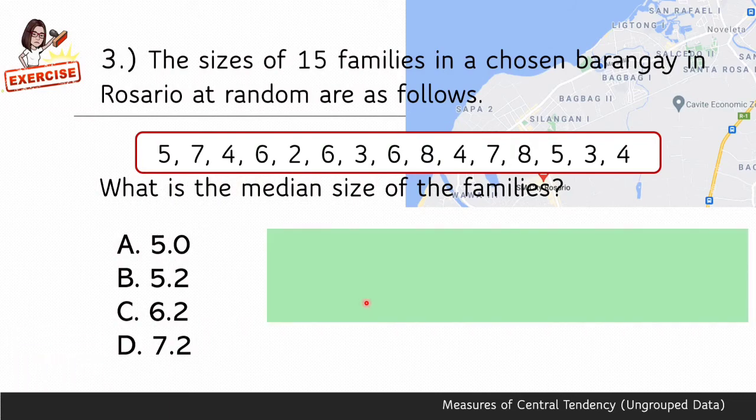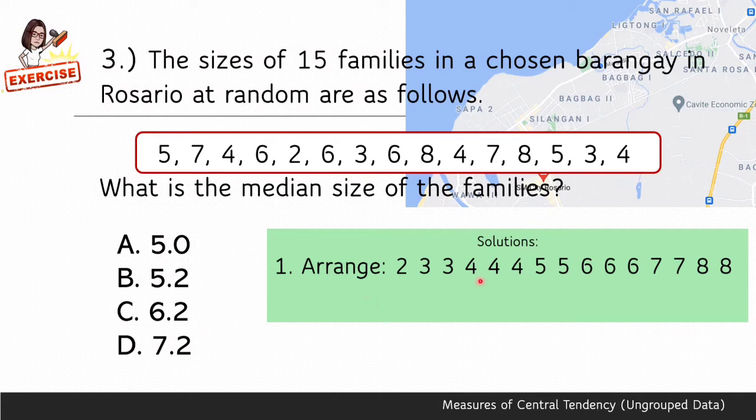Alright, so the solution. We have to first again arrange in increasing order. So you have 2, 3, 3, 4, 4, 4, 5, 5, 6, 6, 6, 7, 7, 8, 8. There are 15 numbers. Okay, so we have arranged in increasing order the 15 scores, the 15 sizes of the family, the given data. And then we have to use the formula n plus 1, with the number of scores, 15. So 15 plus 1 will give us 16. We divide it by 2, we'll have 8.